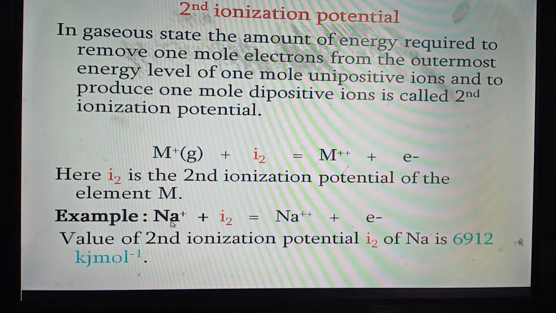For example, if we like to remove one electron from one sodium ion, that will form one dipositive sodium ion, and that will require a huge amount of energy, that is 6,912 kilojoule energy will be needed per mole of sodium ion. So the second ionization potential of sodium is 6,912 kilojoule per mole.